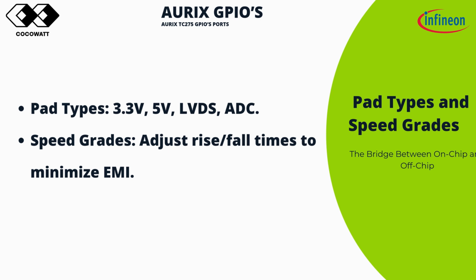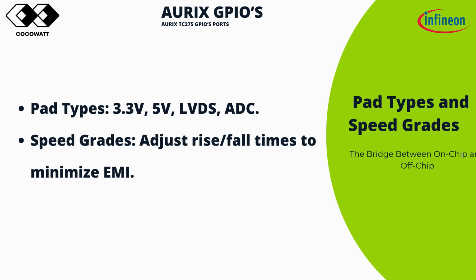And finally, let's talk about speed grades. In high speed applications, controlling the rise and fall times of the signal is crucial to minimize the EMI or electromagnetic interference. The TC275 offers 4 speed grades. Speed grade 1 offers the fastest signal switching, ideal for high speed communication. Speed grade 4 provides slow signal rise time, reducing EMI interference in sensitive applications.